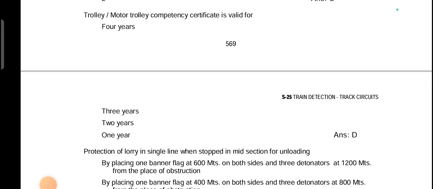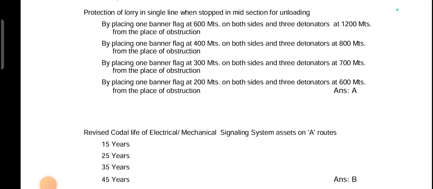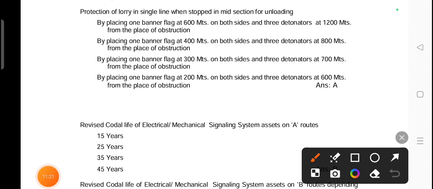Next, protection of lorry in single line when stopped in mid section for unloading: by placing one banner flag at 600 meters on both sides and 3 detonators at 1200 meters from the place of obstruction.